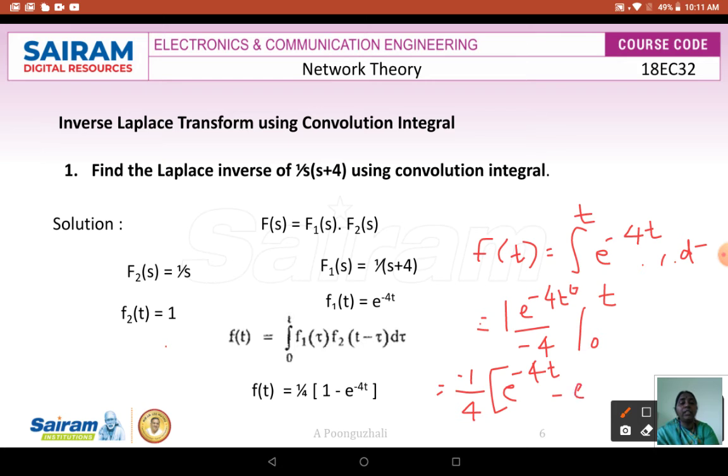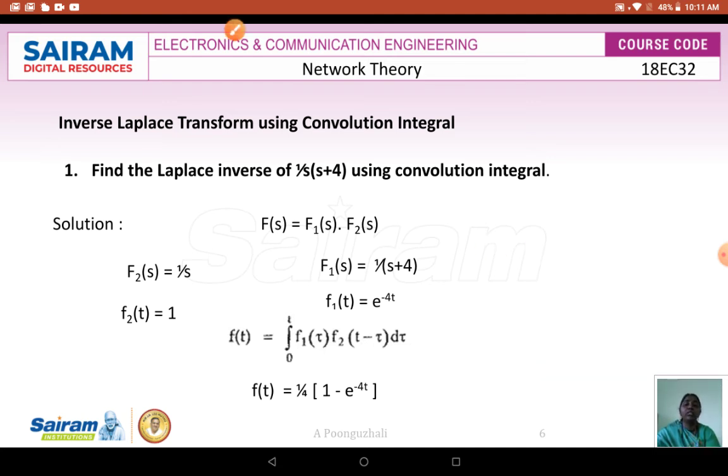minus e power 0. So we know that 1 by 4 into e power 0, here already a minus sign is there, this minus and minus if I multiply, it is going to be plus e power 0, that is 1, minus e power minus 4t. So I am going to write the answer as f of t is equal to 1 by 4 into 1 minus e power minus 4t. So using the convolution integral, you have to use this formula and then find out your f of t. So you have to choose f1 of s and f2 of s appropriately.